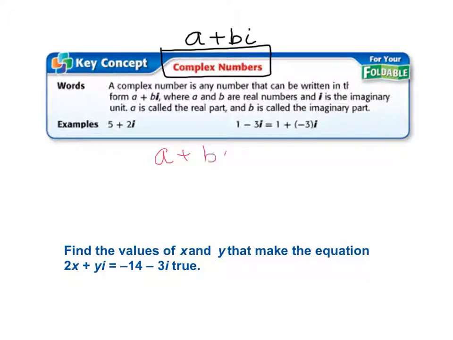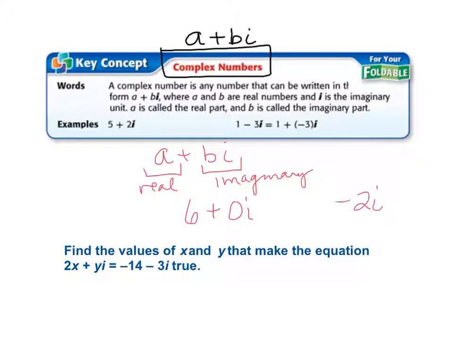So a plus bi. Here's the real part. This is real. And then the part with the i is the imaginary. So you can think that a real number like 6 could be written as a complex number, 6 plus 0i. A real number means that the imaginary part is 0. Or you could have a purely imaginary number, like 2i, and you could write that as 0 plus 2i. So it would have a non-real part and a real part. But a complex number is just all of them.